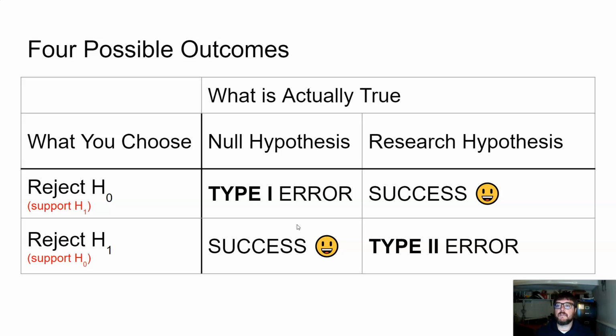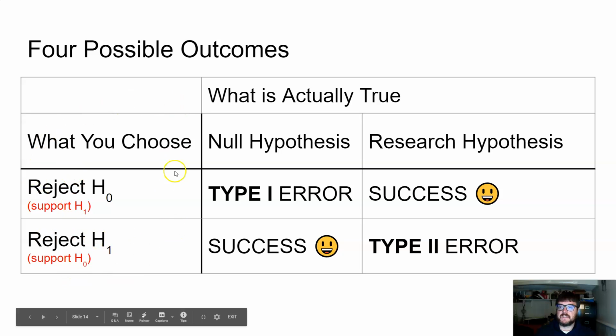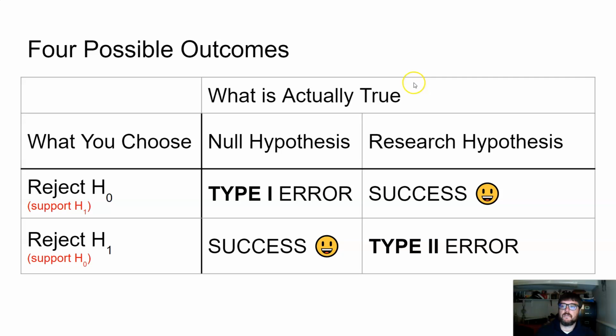So here is a table. Over here, this is what our data lead us to believe. And then over here, this is what's actually true. If the null hypothesis is actually true, if there's no relationship between the two variables, and we reject that, we find a relationship in our data, we commit a type 1 error.